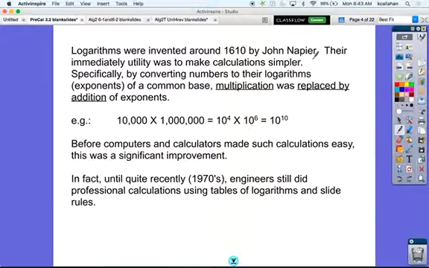So the thing about logarithms is that by converting numbers to their logarithms of a common base, you are able to replace multiplication with addition, right? We know that when you multiply two numbers of the same base, you add their exponents. So instead of having to multiply two huge numbers, I can just add their exponents. That was a big simplification in the days before computers and calculators. So that's what they were first used for.